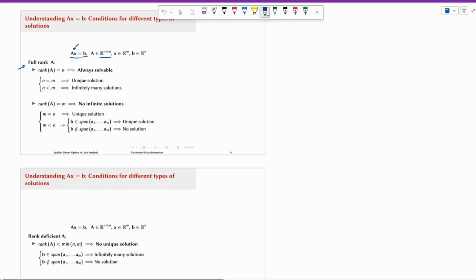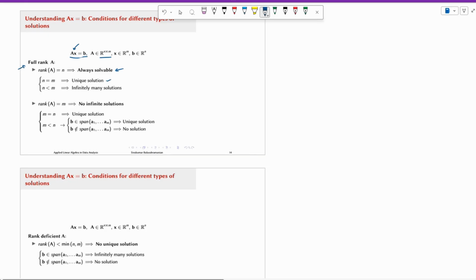Square. So when you have a full rank matrix where the rank is equal to the row rank n, then the matrix can only be fat or square. Whenever you have a fat or a square matrix and the rank is n, you can always solve it. It doesn't matter what B is, you can always solve it as long as its rank is n.